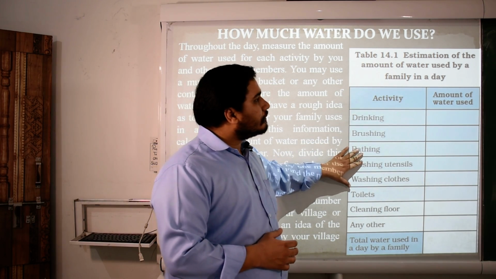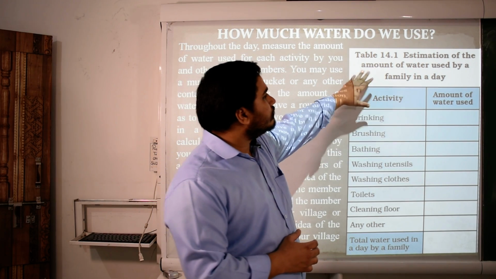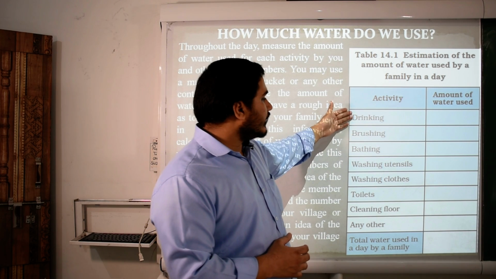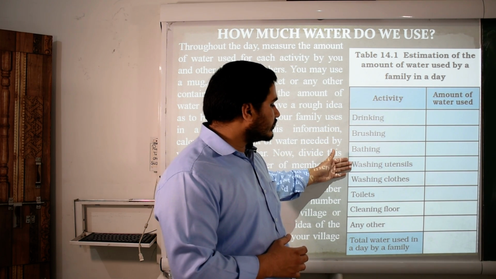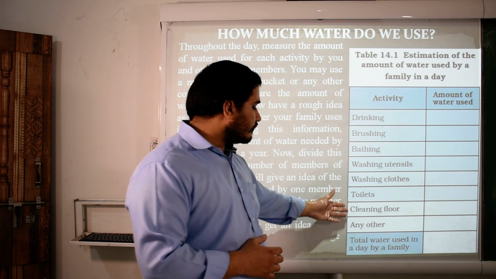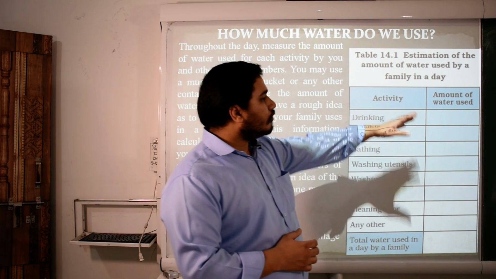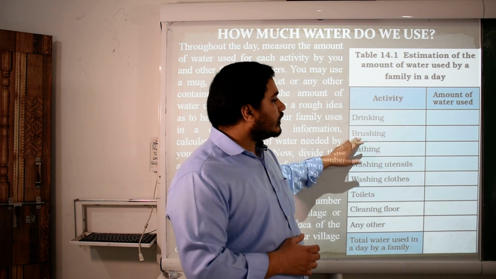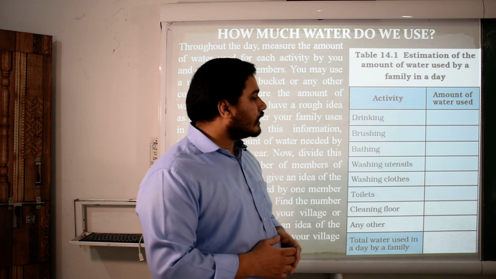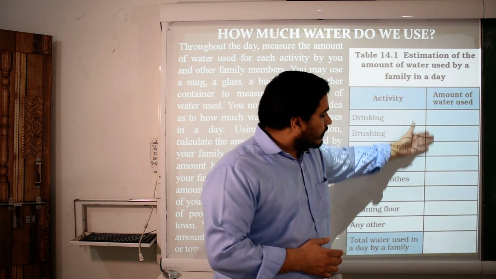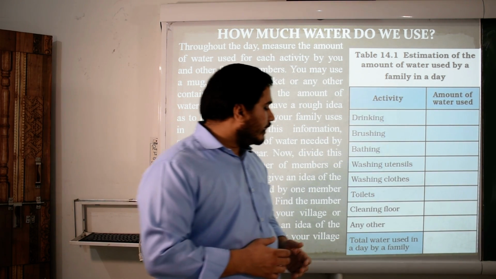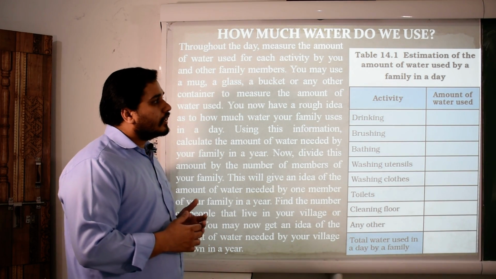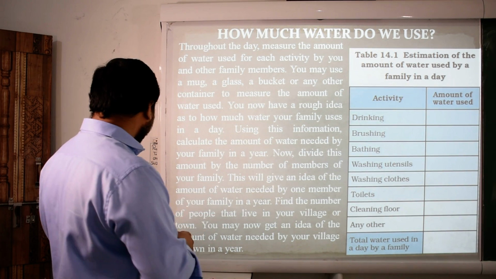In this table, we will prepare an estimate of the amount of water used by a family in a day. The activities are: drinking, brushing, bathing, washing utensils, washing clothes, toilets, cleaning floor, any other. For example, the amount of water used for drinking is minimum 1 liter to 3 or 4 liters, brushing half a liter, bathing 10 to 15 liters. So the amount that is measured can be entered in this table, and after all this we will calculate the amount of water used per day by each person in a family.